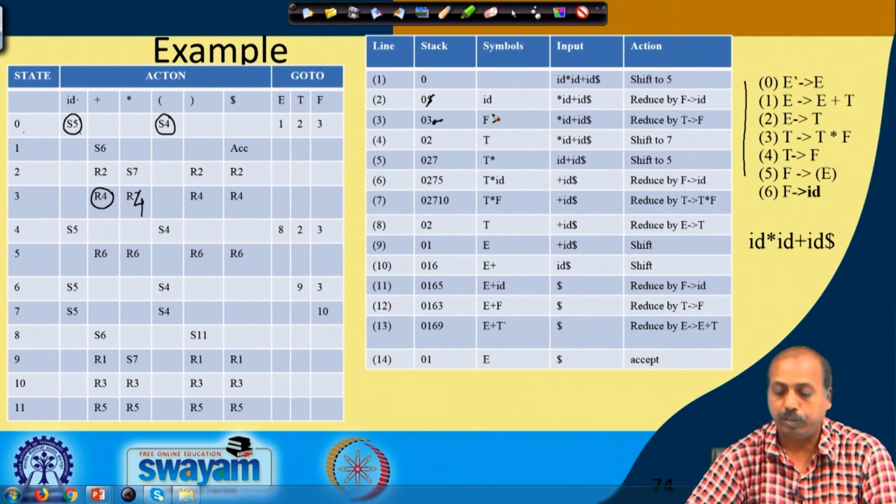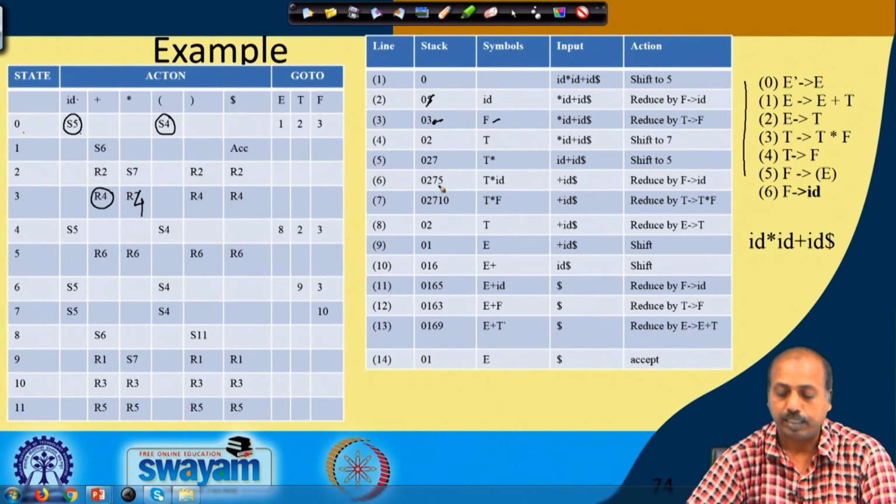This F will be going out of the symbol set, and this T will be coming, and the new state will be 0 T. 0 T is state number 2. So, this 2 is the new state, and now on 2 star, it says shift and go to state 7. So, star is shifted, and the state 7 is on the stack. Now, from there it is 7 and ID. State 7 ID says shift 5. So, this ID is shifted, and the new state becomes 5.